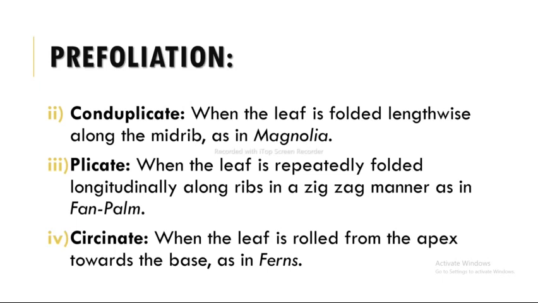Third is the Plicate. Plicate means when the leaf is repeatedly folded longitudinally along the ribs in a zig-zag manner, as in the fan palm. And the fourth type is the Circinate. Circinate means when the leaf is rolled from the apex towards the base, for example, as in ferns.